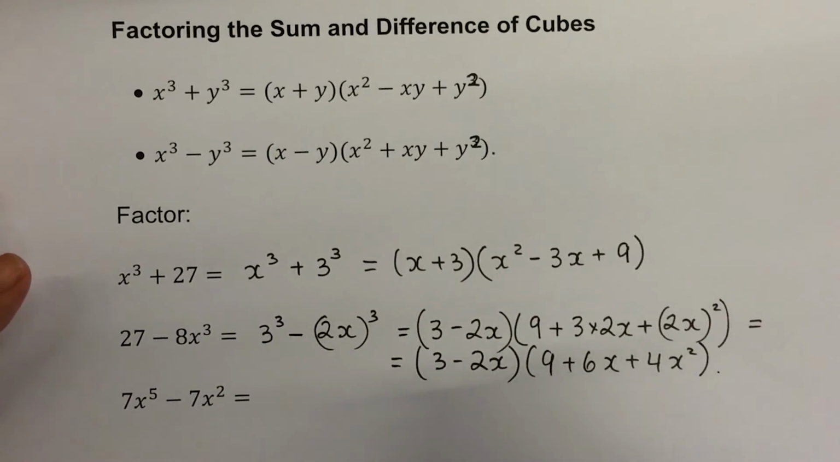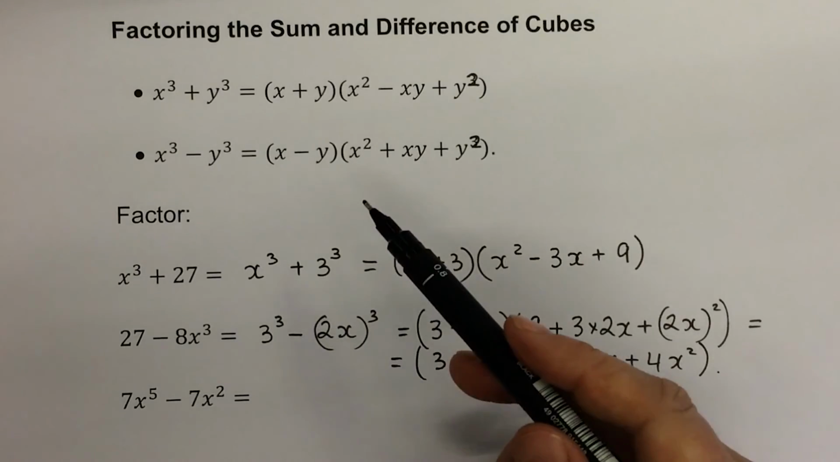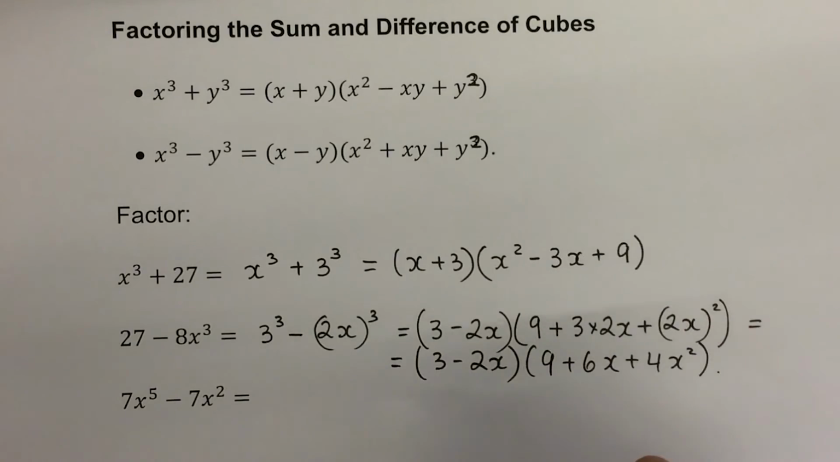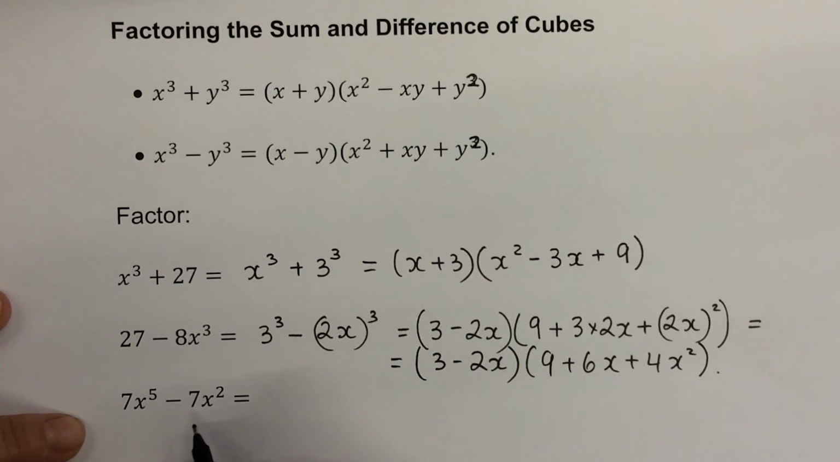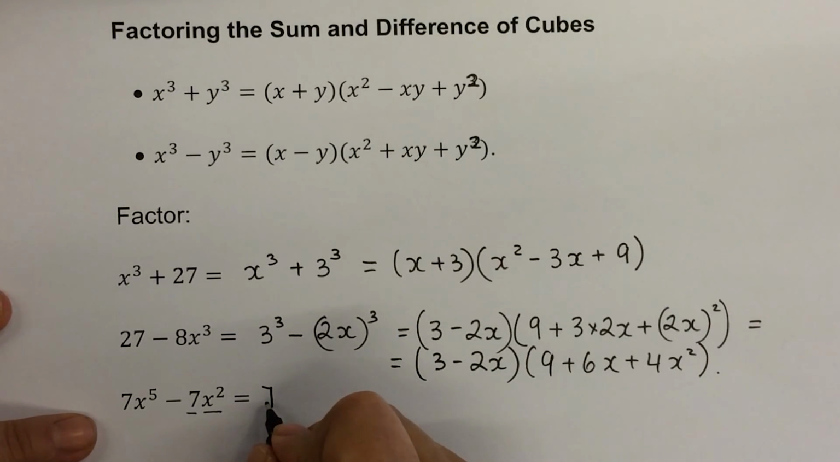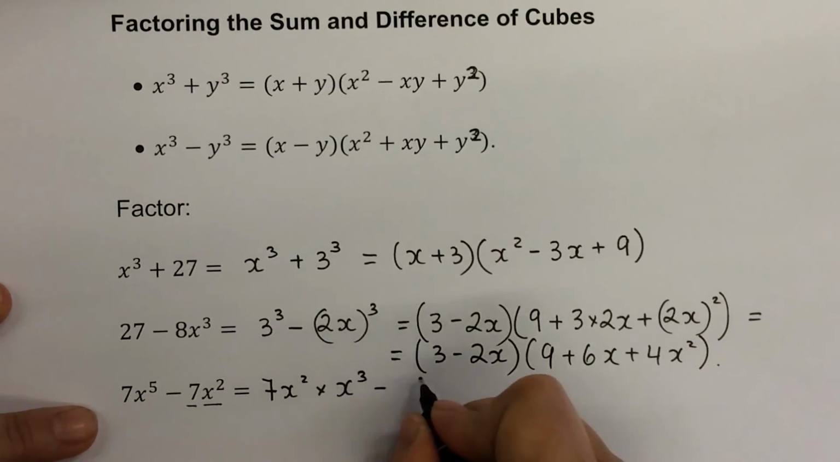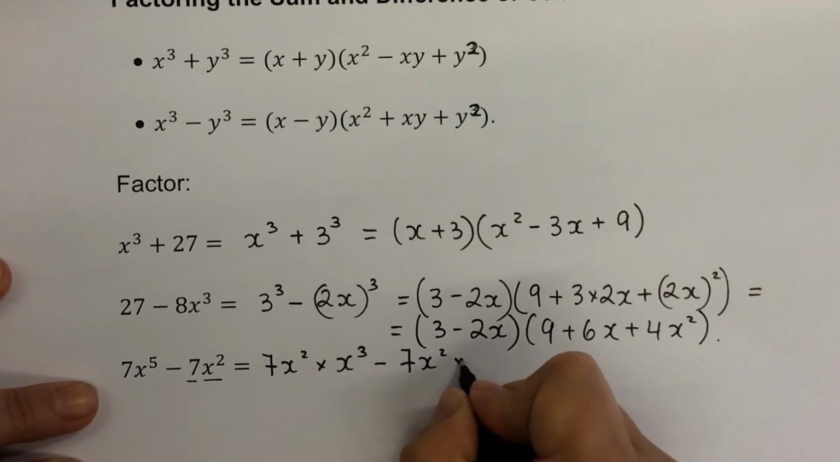Okay, final example. Again, it doesn't seem like it has any cubes. Okay, start with common factors. So what I can see is that the common factor is what? 7x squared. Let's write it explicitly. 7x to the power 5 is 7x squared times x cubed, right? And we're applying index laws here. Minus 7x squared times 1.